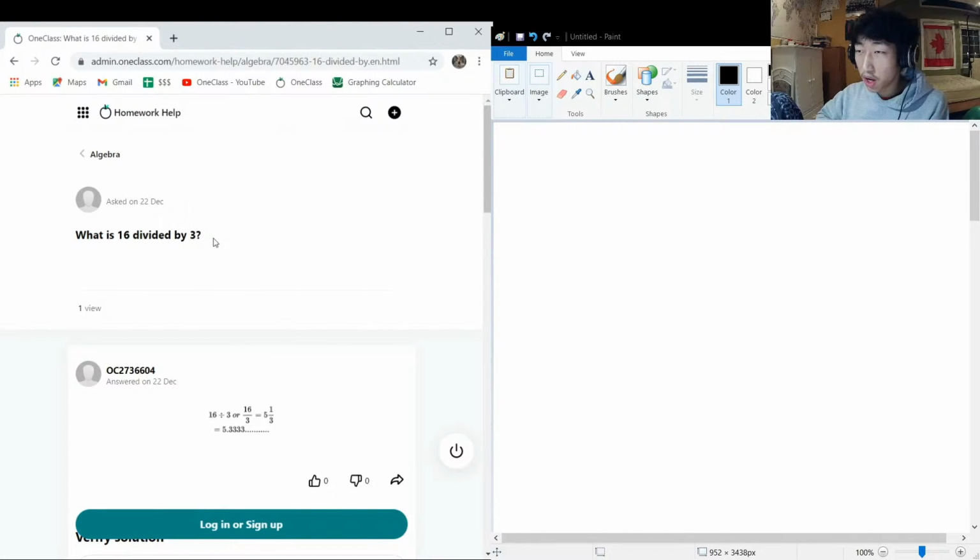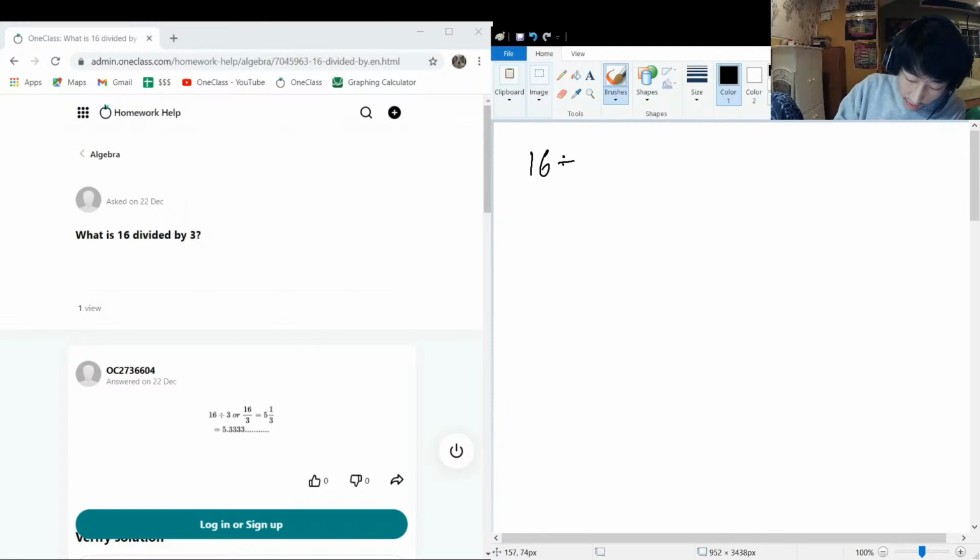Okay, so the first question that we got on the menu today is asking us, what is 16 divided by 3? Now there are many ways that we can write this. We could write this as 16 divide 3. We could also write this as a fraction, 16 over 3. Now I think it's better to think about it in a more fractional sense because fractions are very commonly used, especially as you get deeper into the world of mathematics. So let's think about what this fraction means.